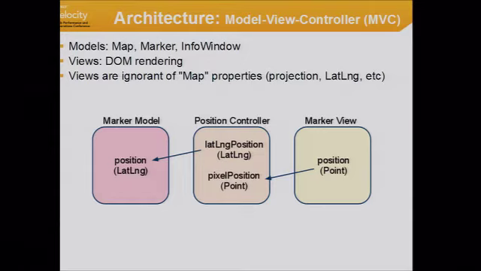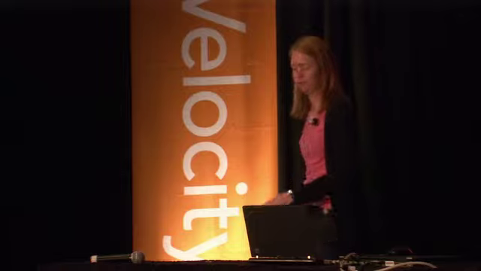When the model's position changes, the controller is notified. It then does all the calculations required asynchronously. It sets its pixel position based on the conversion from the lat-long position. The view is then notified, and the view can do whatever it wants when the position is changed. In the case of a marker or an info window, it means it re-renders itself in the DOM.